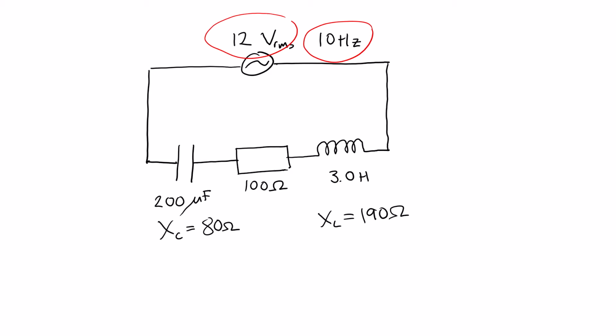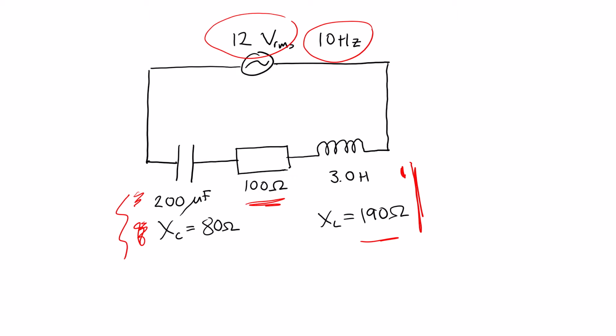We've got our capacitor here, and we're given the capacitance and the capacitive reactance. We're given the resistance of the resistor, and here is the inductor with its inductance and its reactance.